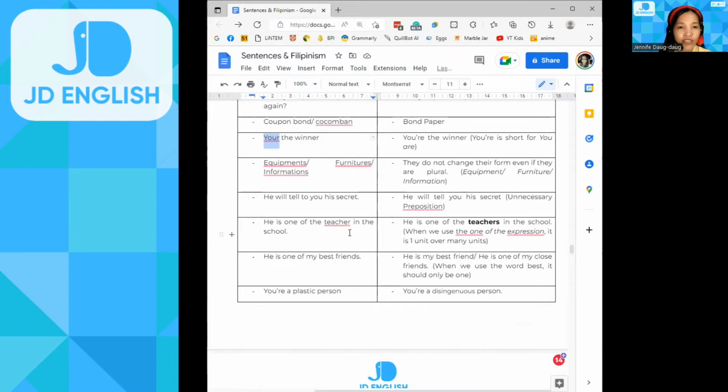Equipments, furnitures, informations. As you can see, we cannot put S with these words because they are not changeable into plural form. So they do not change their form even if they are plural. Instead, we just need to stick to its base form. That is equipment, furniture, information without S.